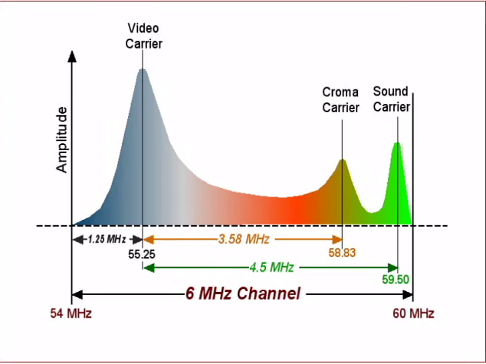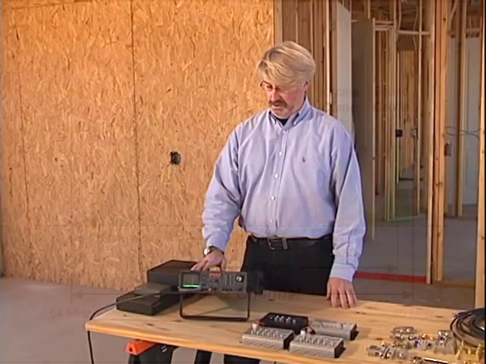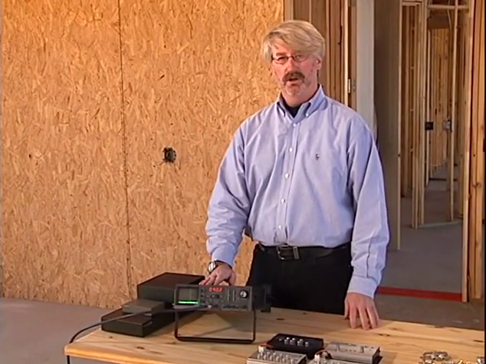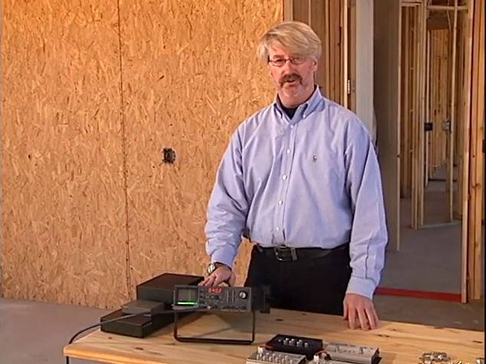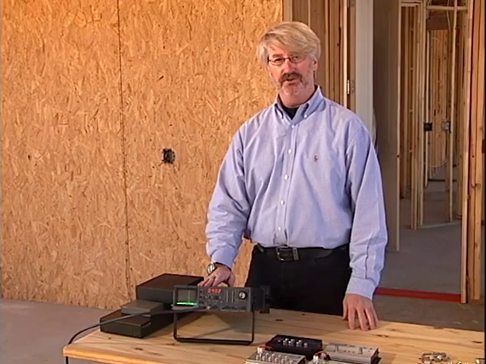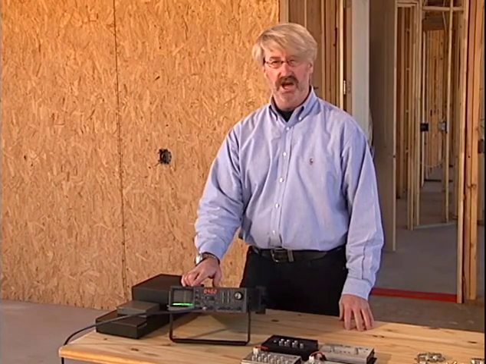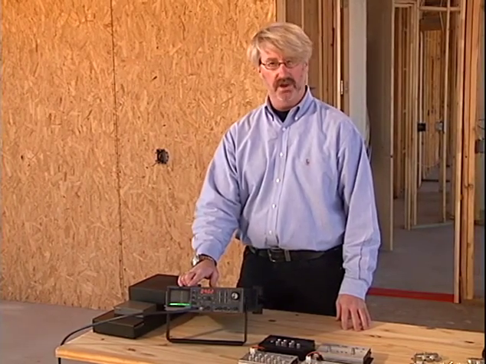Now, this diagram shows the frequencies of the signal as if it were broadcast on channel 2. For any other channel, just add the starting frequency of the channel. This spectrum analyzer is an excellent tool for visualizing what cable, antenna, or other RF signals look like. It shows a graphical display of amplitude versus frequency. We'll use this tool a lot to show what various RF signals look like.